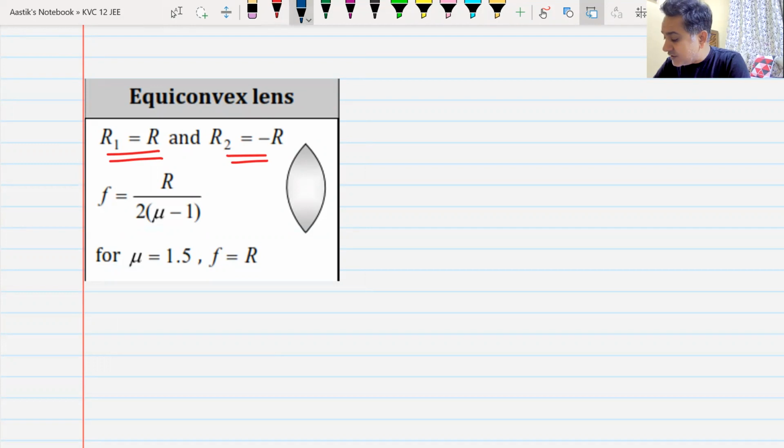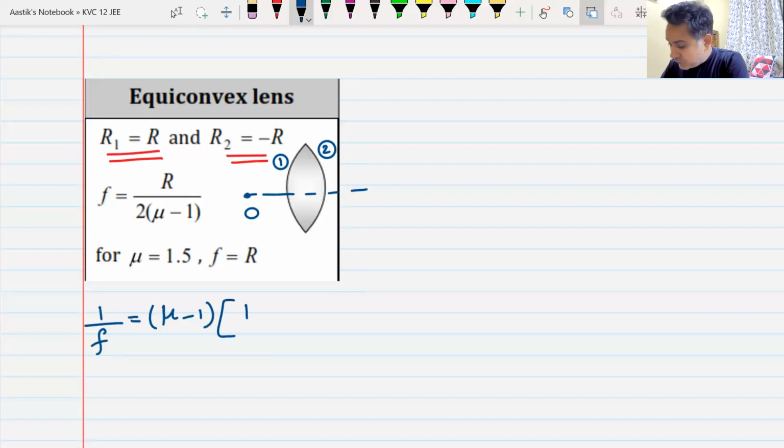Now, if I place the object here, this becomes my first surface and this becomes my second surface. The radius of curvature of the first surface will be positive and the radius of curvature of the second surface will be negative. If I write the formula of 1 by f in air, it will be equal to (mu minus 1) into (1 by R1 minus 1 by R2). I will put 1 by R, it is positive, minus 1 by R. Do we understand why minus 1 by R?